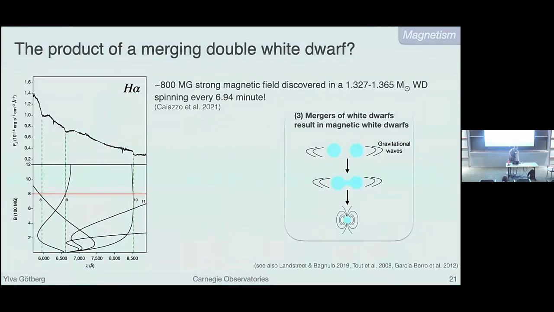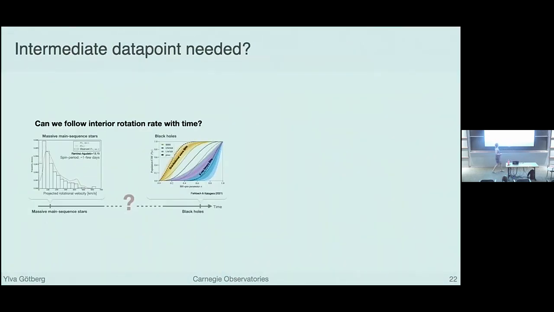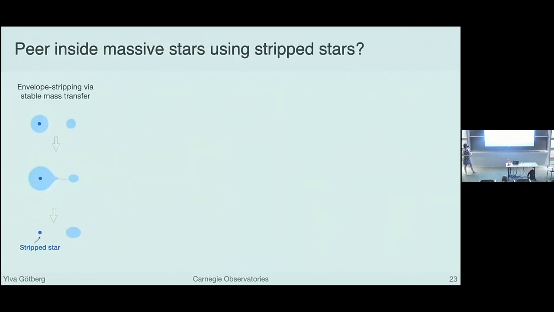So now, wouldn't it be great if we could find some point in between here, understanding what the interior rate of rotation is with time? Also, maybe if we could look inside some stars to confirm this. And I think we can do this if we look at binary products, envelope-stripped stars. Okay, so what is that?